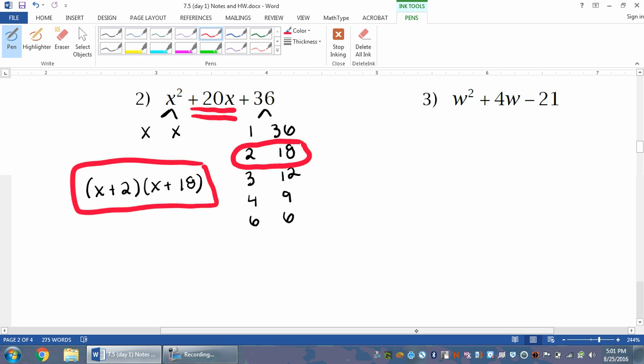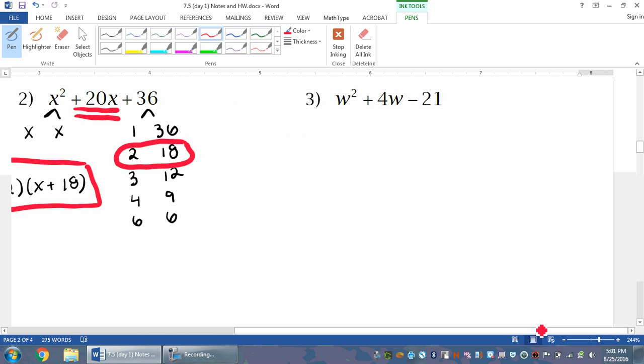All right, example number 3. Again, always check for a GCF. We can't divide everything by a W because that negative 21 doesn't have a W to begin with. Let's start. I'm going to factor out my first term, W squared. Two terms that make W squared are W and W. Now I have to write out the factors of negative 21.